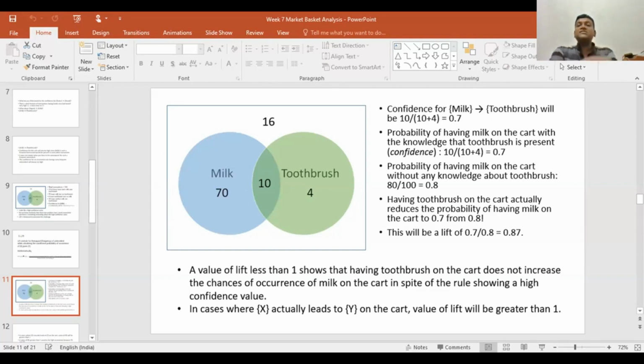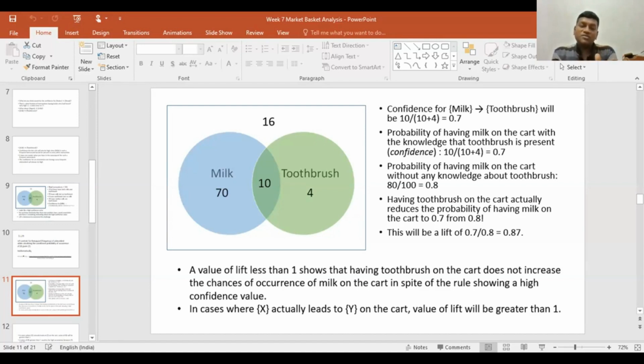So what it means is the knowledge that toothbrush is also there in the basket is not particularly helping us. Okay, so therefore the association is not very strong. Without toothbrush, the probability of milk getting consumed is 0.8. When we know that toothbrush is also there, it actually gets reduced to 0.7. So having toothbrush on the cart actually reduces the probability of milk.